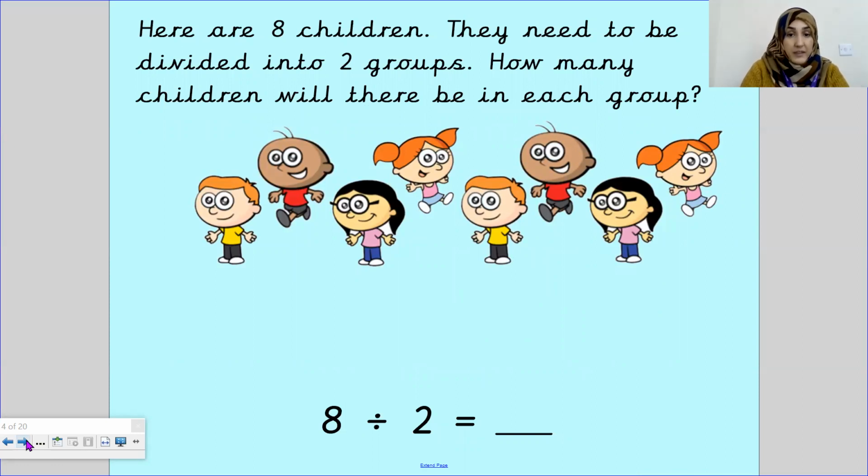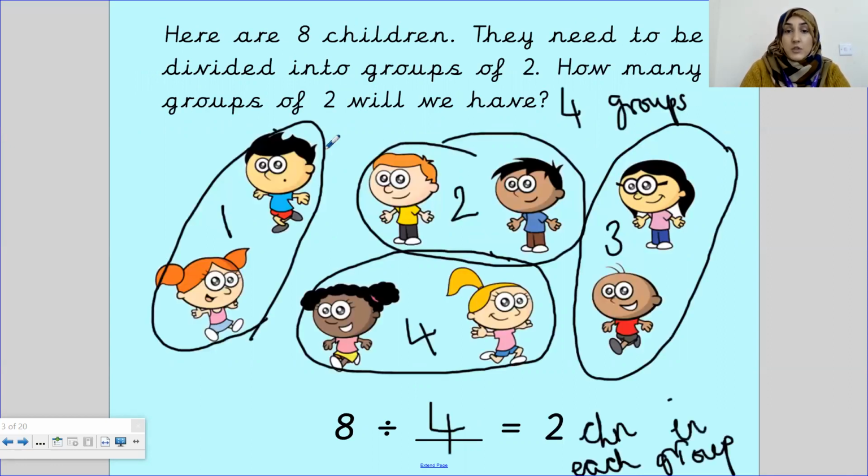Okay. Now, let's look at this question. So this question is asking us to do something a little bit different. Let's read it. It says, here are 8 children. They need to be divided into 2 groups. How many children will be in each group? So now, this previous question, it was telling us that we need to put the children into groups of 2. So the maximum number of children in one group could only be 2. We couldn't have more than 2 children in one group. It tells us in the question.